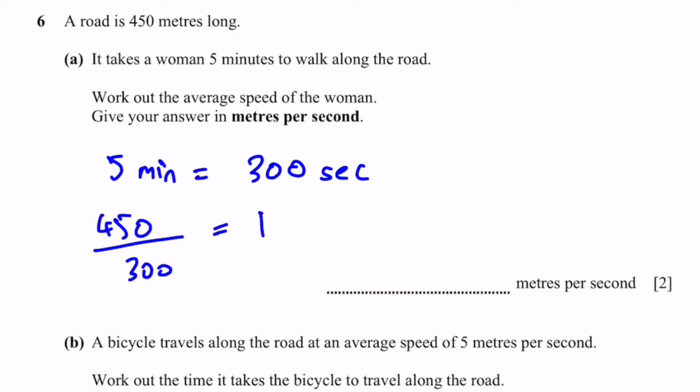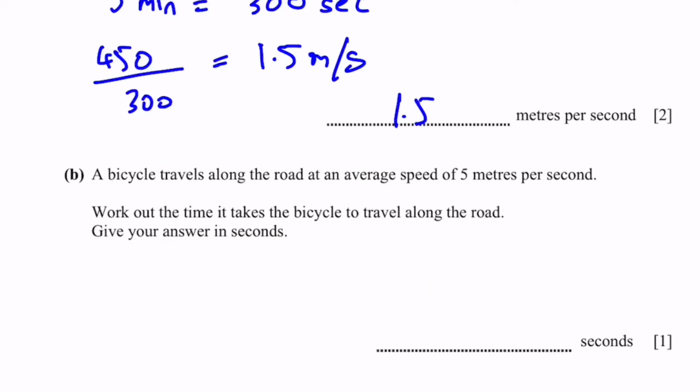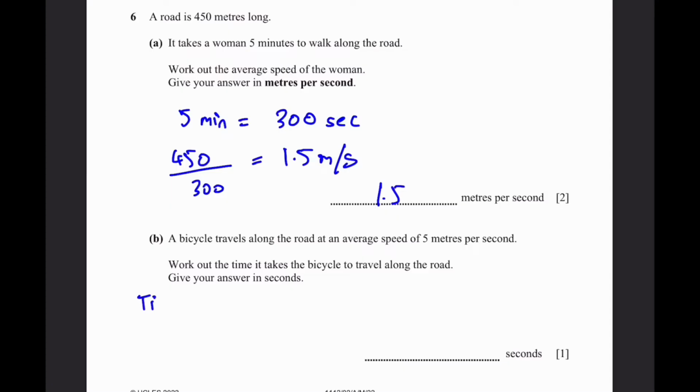That means 1.5 meters per second. B. A bicycle travels along the road at an average speed of 5 meters per second. Work out the time it takes the bicycle to travel along the road. Give your answer in seconds. So time is equal to distance by speed, and that is equal to distance of 450 meters by 5 meters per second. And when we do the math, it's 90 seconds.